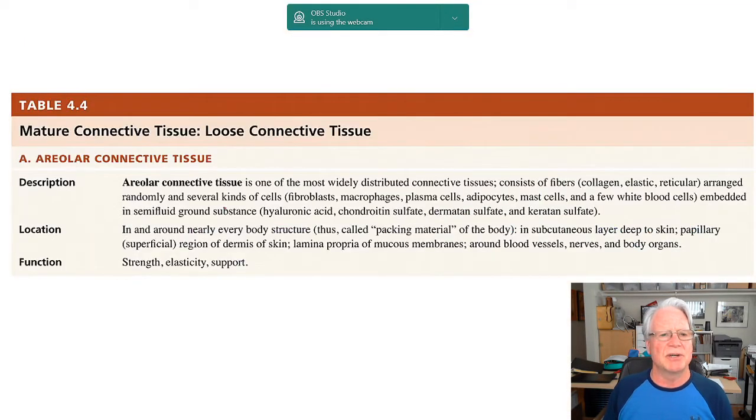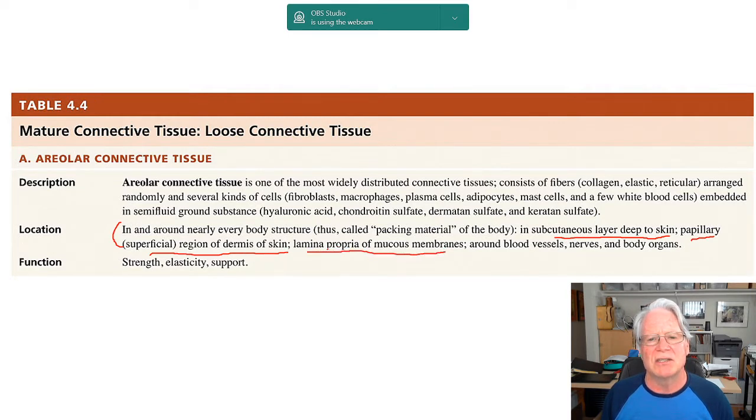Let's look at the next one. So this is basically the same thing. We've talked about this already. Here is location. There are many places within the body where we find this. The subcutaneous layer deep to the skin, the papillary superficial region of the dermis of the skin, the lamina propria of the mucous membrane. This is the same thing as a basement membrane. So when you see that term lamina propria, think basement membrane. That's what it is. Okay, around blood vessels, nerves, and body organs. So very widely distributed. Its function is strength, elasticity, and support. And I would add it's going to be a glue.